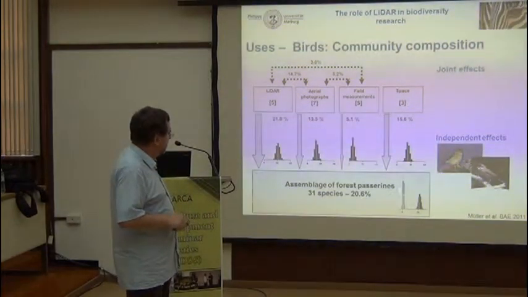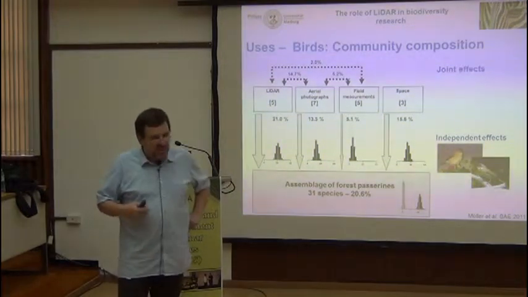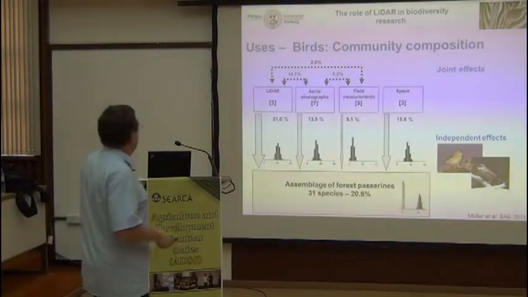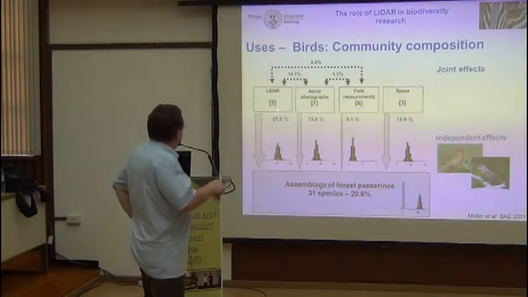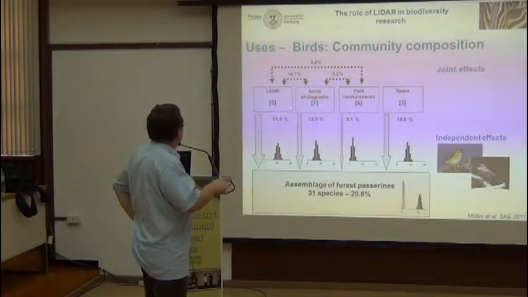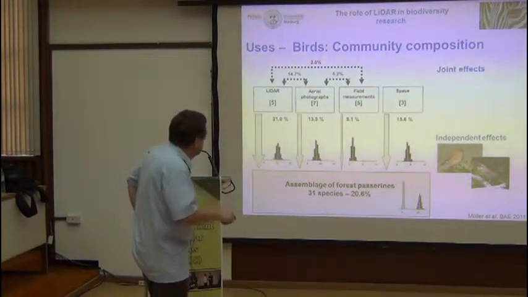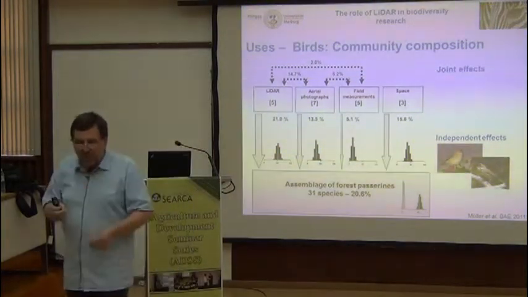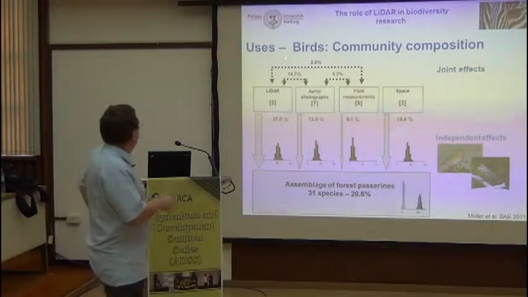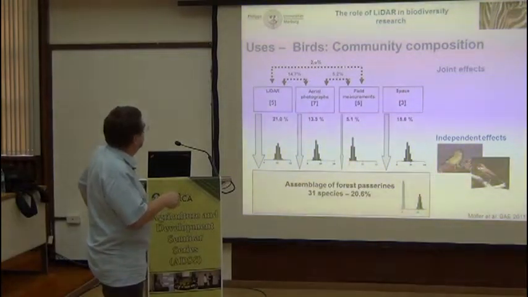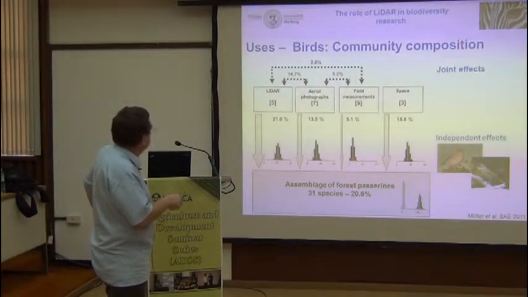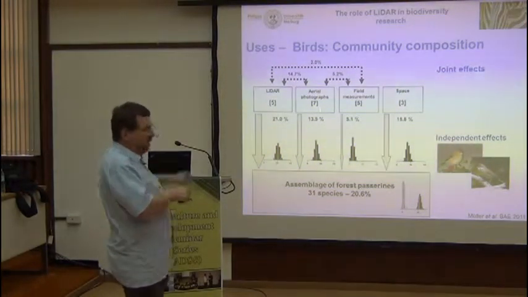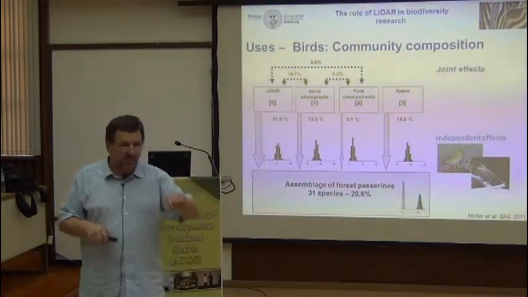And this is a randomization test that shows you that the environmental data we have at hand at least explains something. So it's much, you see, it's much higher. What we have here is the unique contribution of LiDAR data to this 20%. So from this 20%, 21% is only captured by LiDAR. And it also captures some amount shared with other variables. So LiDAR captures about 50% of the information which is also present in aerial photoshots.